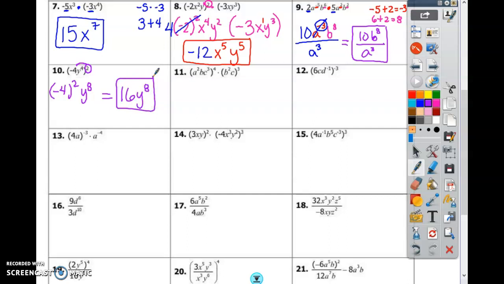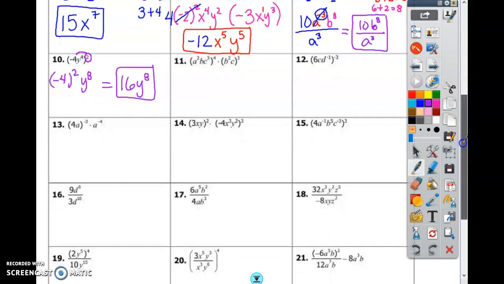Okay, let's do, tell me what you get for this one. You would multiply 2 times 4. That's a to the 8th power. 1 times 4 is 4. 3 times 4 is 12. Times 3 times 2 is 6. And that's a 1. So 3 times 1 is 3.